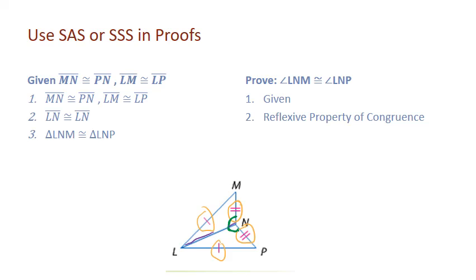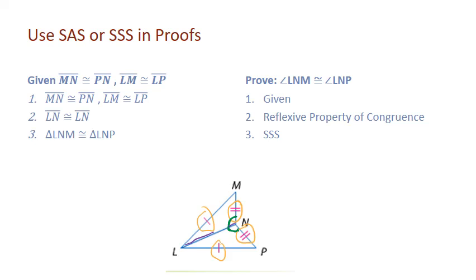And what's the reason for that? Well, we've dealt with side-side-side, so our reason is side-side-side. And if the two triangles are congruent based on side-side-side, then there's got to be congruency in the angles as well.